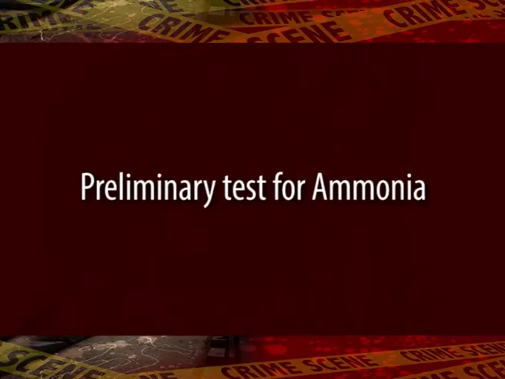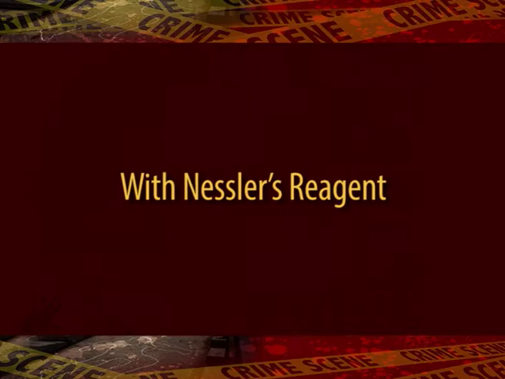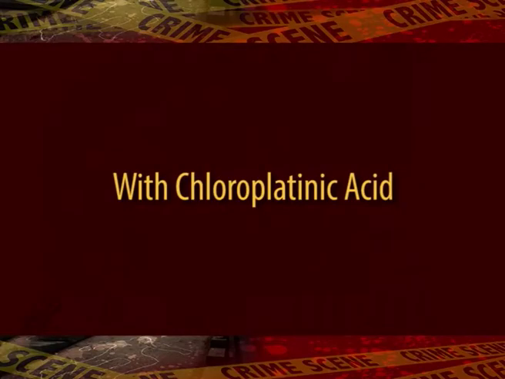Preliminary test for ammonia with Nessler's reagent. A yellow or brown coloration appears. With chloroplatinic acid, 2 ml of test solution is neutralized with HCl and a few drops of chloroplatinic acid is added. A yellow crystalline precipitate is formed which is soluble in 80% alcohol.